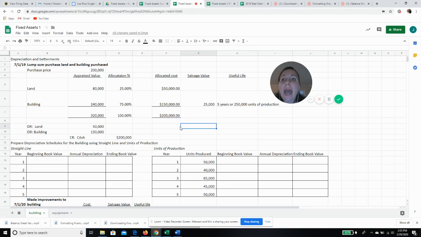Okay, so that is when we buy assets in bulk or a bundle purchase, or what we're calling here a lump sum purchase. That is how we can allocate the purchase price across the various assets so that we can book them separately into our balance sheet. So we take the appraised value, we calculate what percentage each asset is of the total appraised value, and multiply that allocation percentage by the purchase price to get our allocated cost.